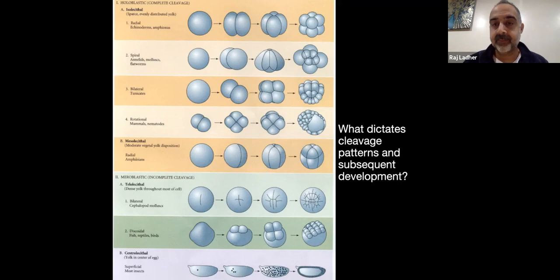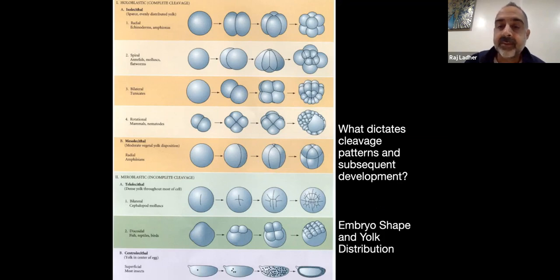Can anyone think of anything else that I may not be thinking of? Okay. I can't think of anything else apart from yolk distribution and centriolar distribution as well. The other thing is embryo shape, of course. Embryos start off with very varying shapes, which we'll talk about in a little bit. And of course, yolk distribution. The position of the centriole is sometimes a reflection of the embryo shape as well. And we'll go into this in the next couple of slides.